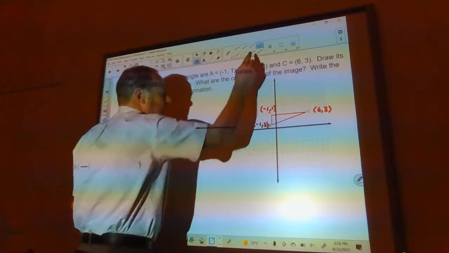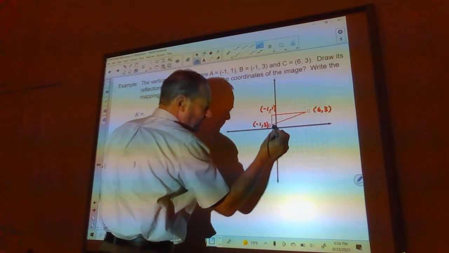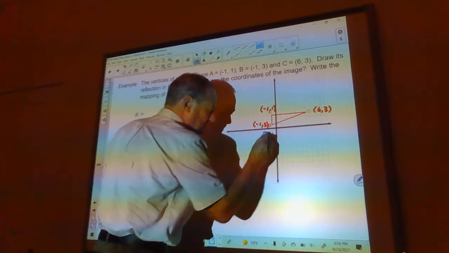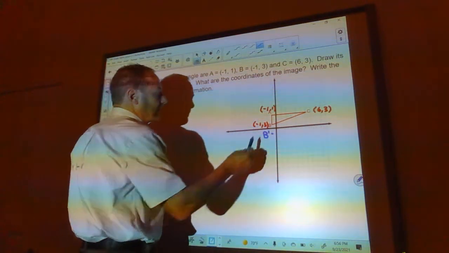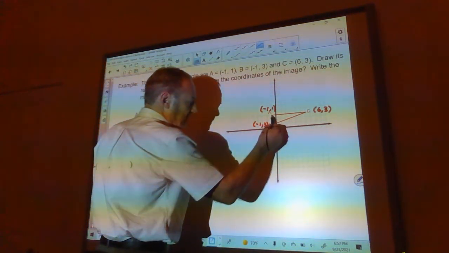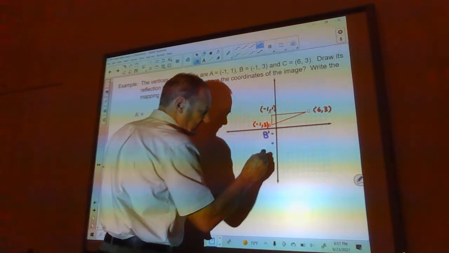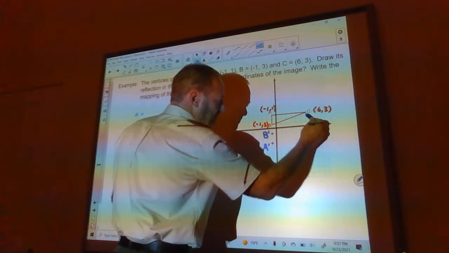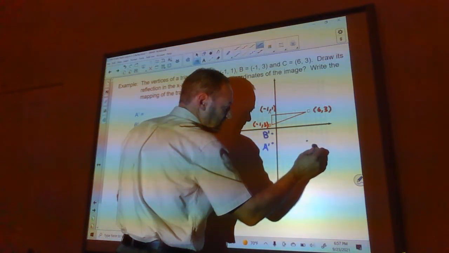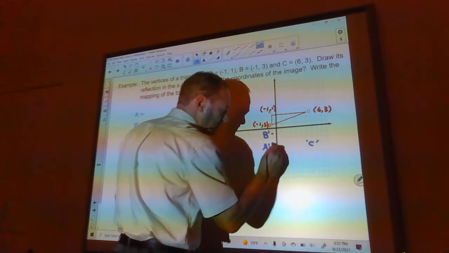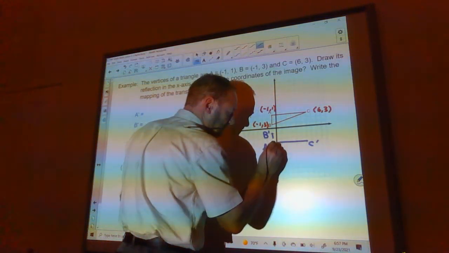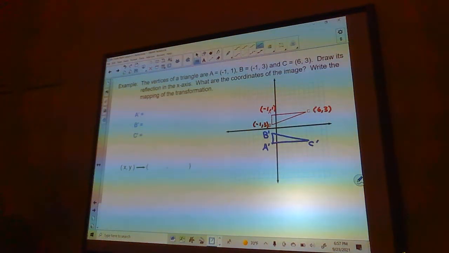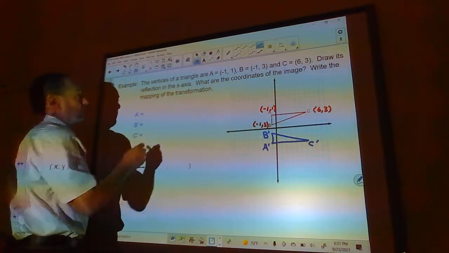So B is going to go from -1, 1 down here to -1, -1. That's going to be B prime. Okay, A prime is going to go from -1, 3 to -1, -3. C prime is going to go from 6, 3 to 6, -3. And so I'm going to get this triangle right here.